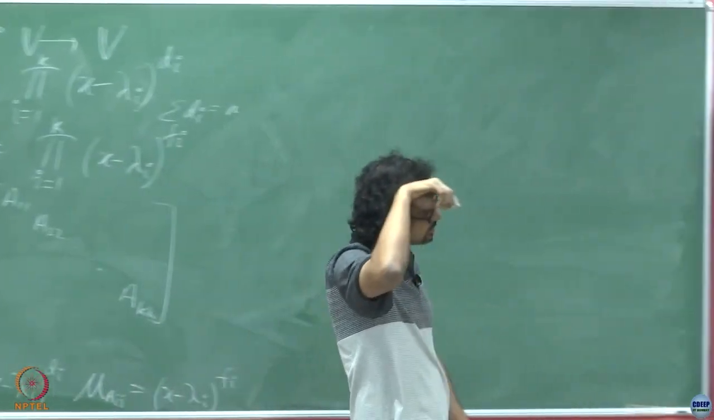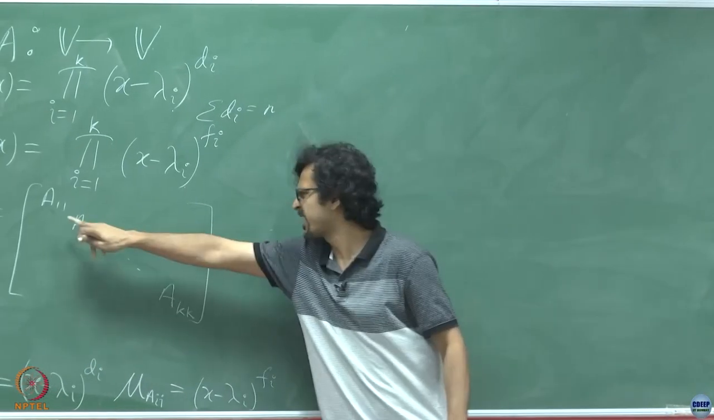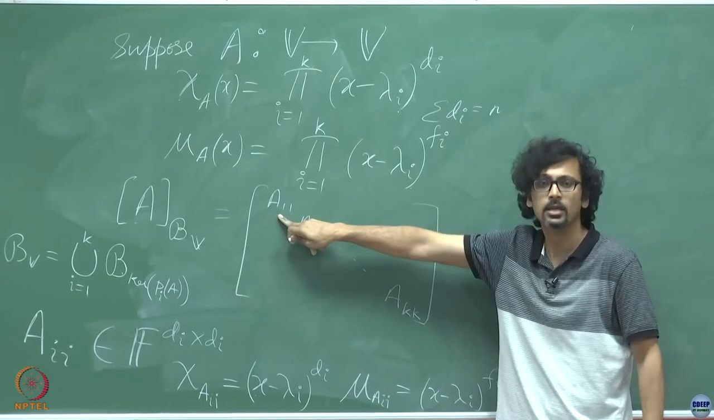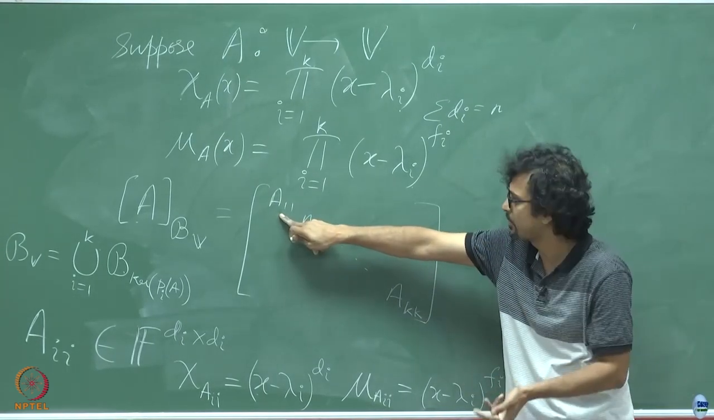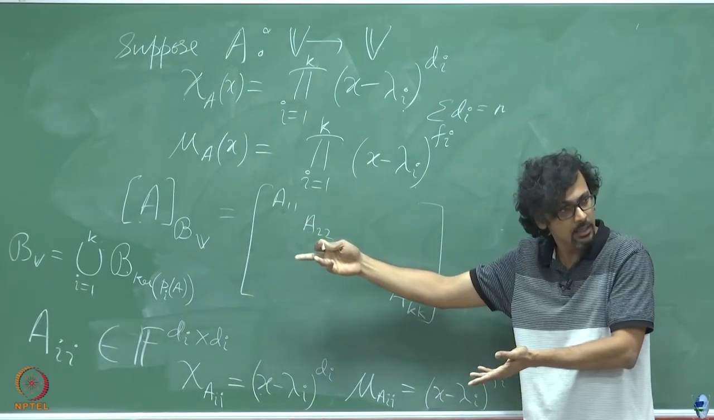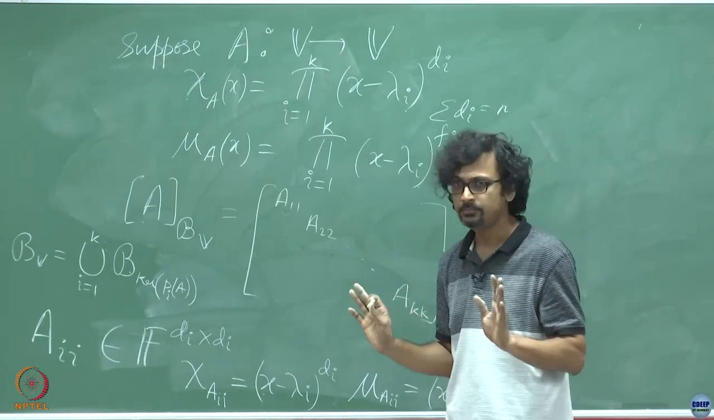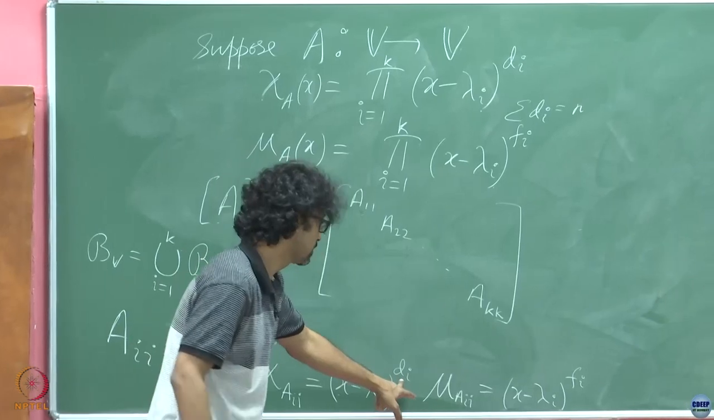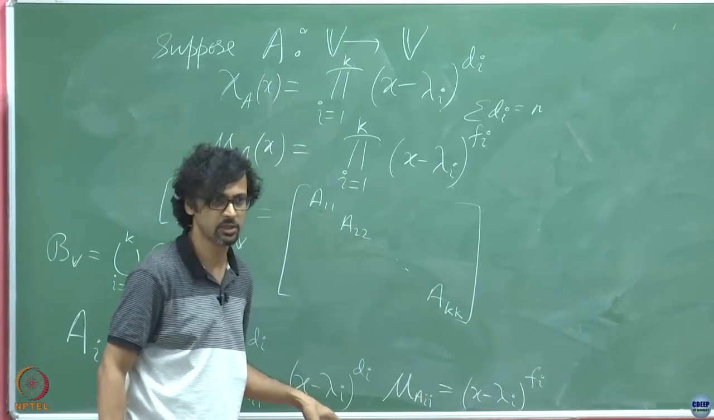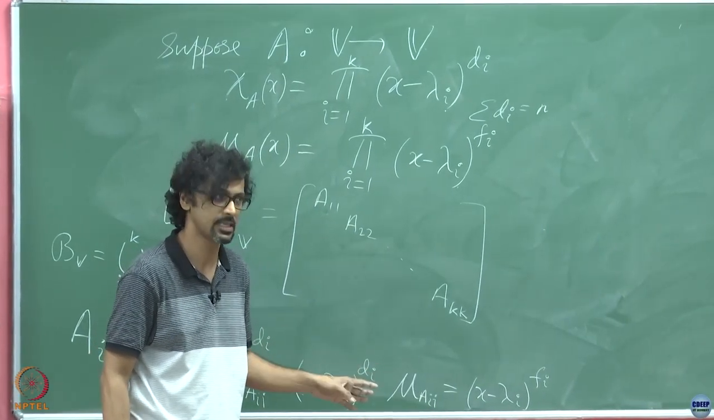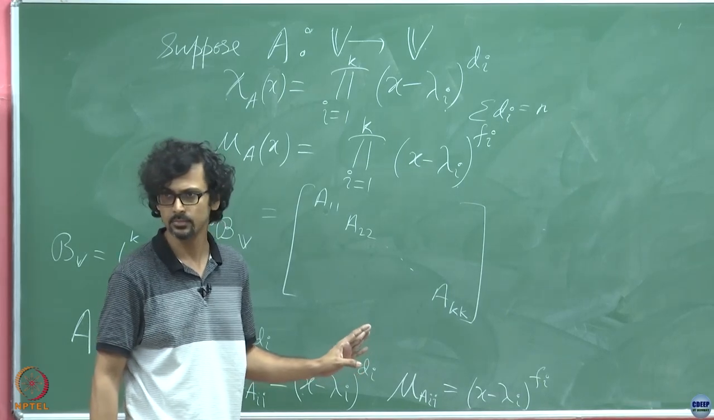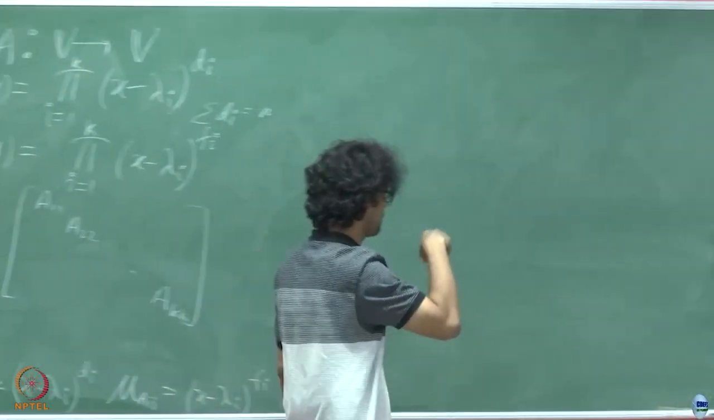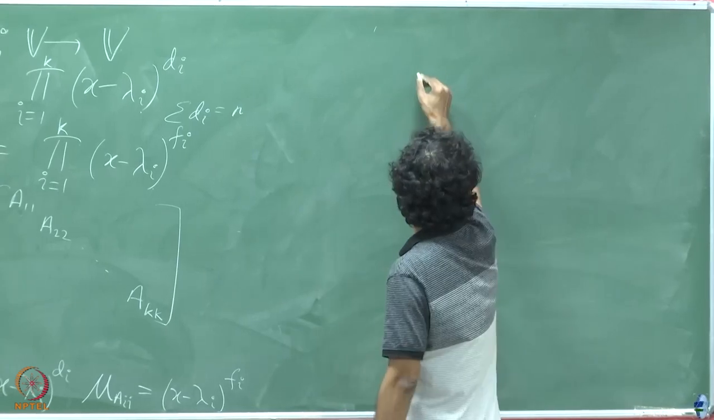So now we have seen that each of these factors contributes (x minus lambda_i) to the power d_i to the characteristic polynomial and (x minus lambda_i) to the f_i to the minimal polynomial. But we do not yet know about the comparison between the numbers d_i and f_i, these positive integers, which one is greater, which one is lesser, and so on, right?